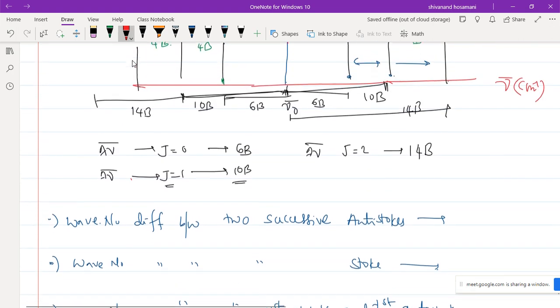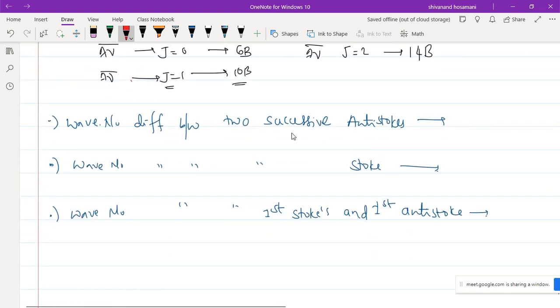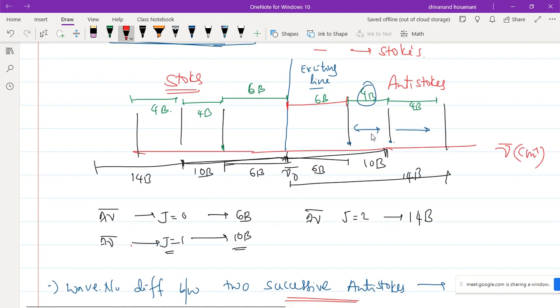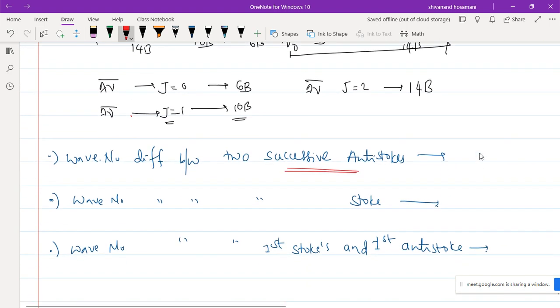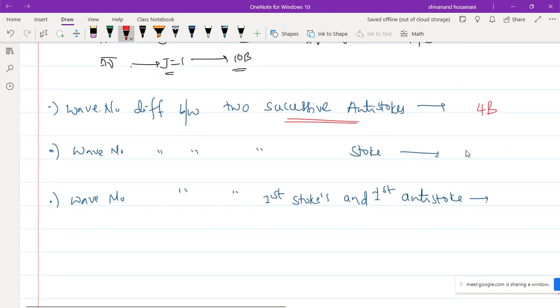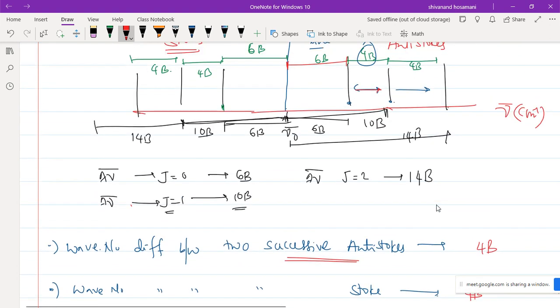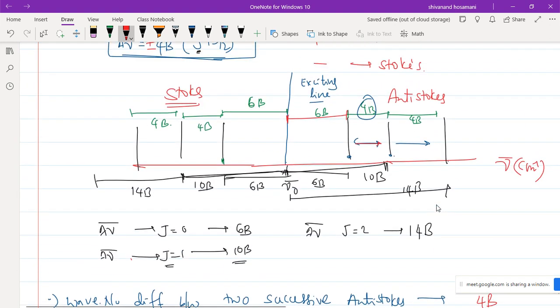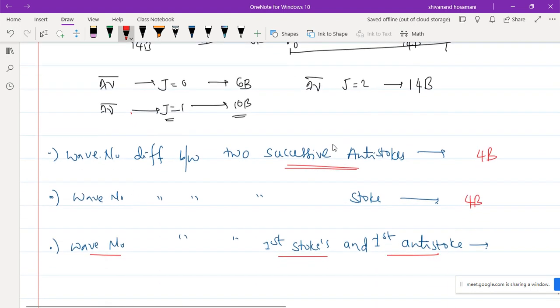So the wave number difference between two successive anti-Stokes is 4b. This one is 4b. What about the wave number difference between Stokes? That is 4b. What is being asked here? Wave number difference between first Stoke to first anti-Stoke. What is that? Now check it. First anti-Stoke, where is it here? It is there. Next, first Stoke, where is it here? It is there. What is the difference between these two? 12b.